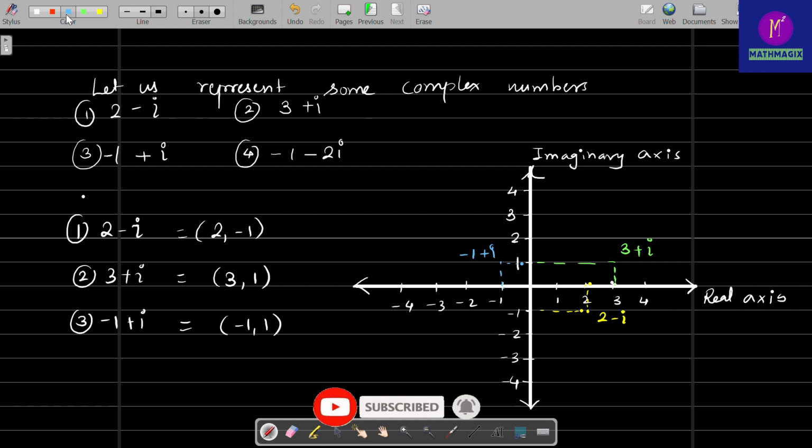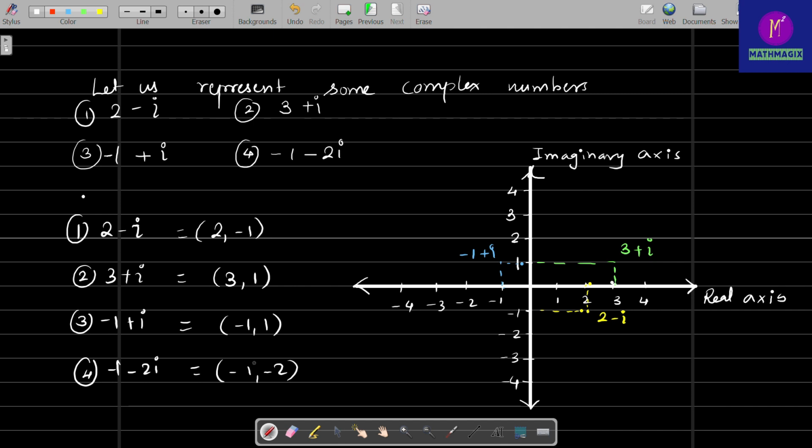Then the last number that we have here is minus 1 minus 2i. Again let us write it in a coordinate form, minus 1 comma minus 2, but always remember the first coordinate is nothing but the real part and the second coordinate is nothing but the imaginary part. So minus 1 comma minus 2, where it is minus 1 minus 2, it will be in the third quadrant. Minus 1 distance on the real axis and minus 2 distance on the imaginary axis. So this is the distance that we want. So minus 1 here, and this is minus 2. So this is the point minus 1 minus 2i.